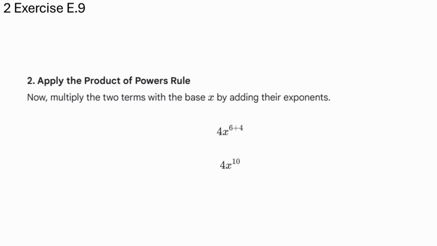Now, we are multiplying two terms with the same base x. This is the product of powers rule. Instead of multiplying the exponents, we add them. 6 plus 4 is 10. The coefficient 4 stays exactly where it is.